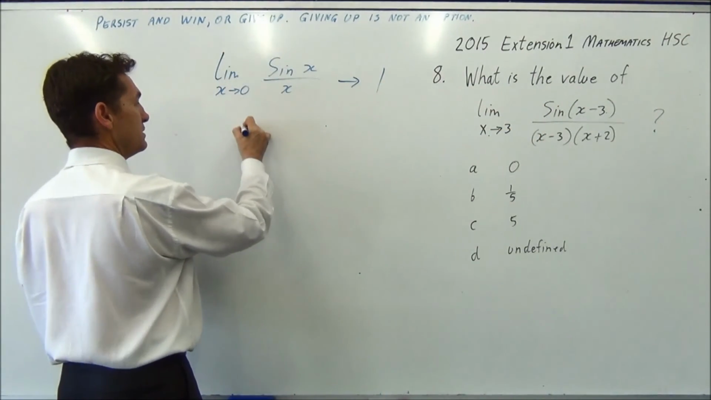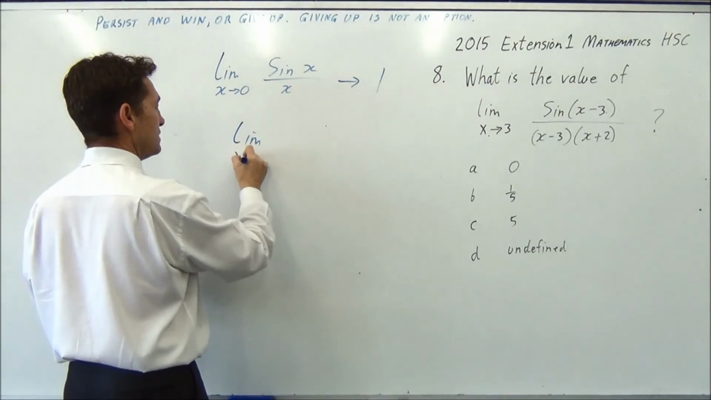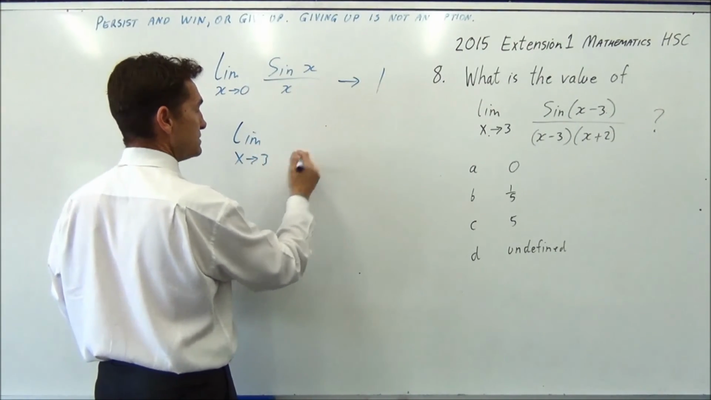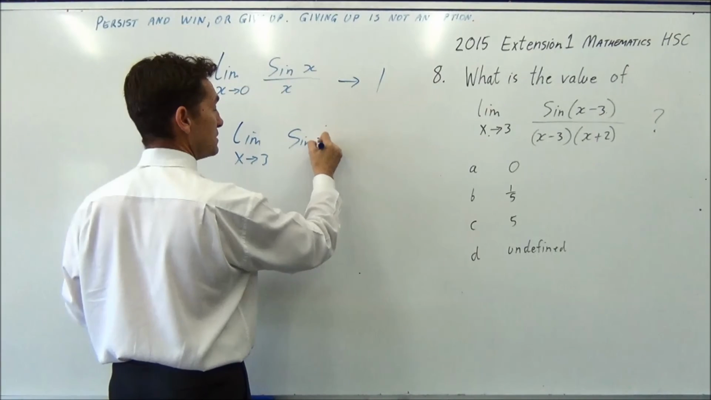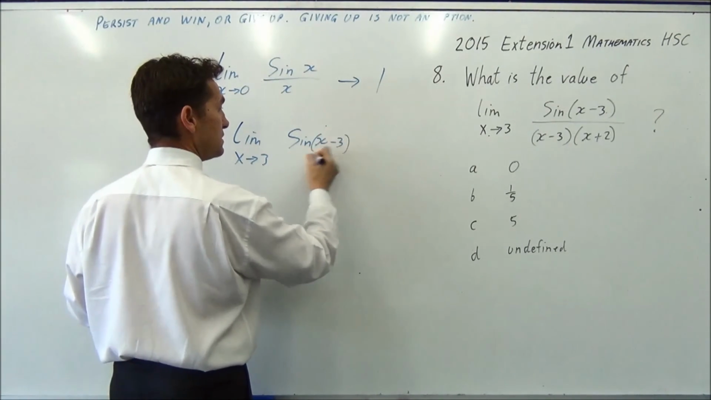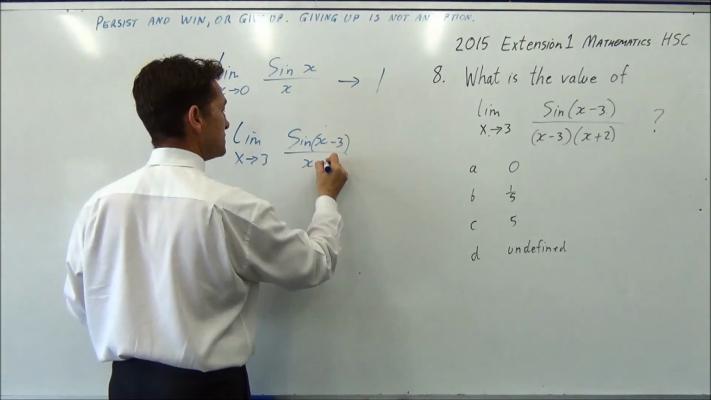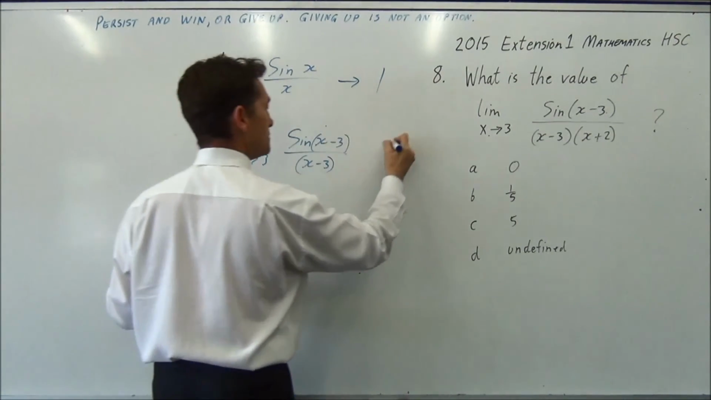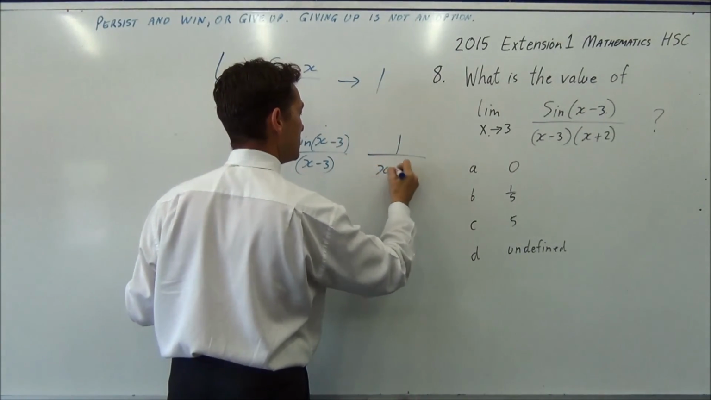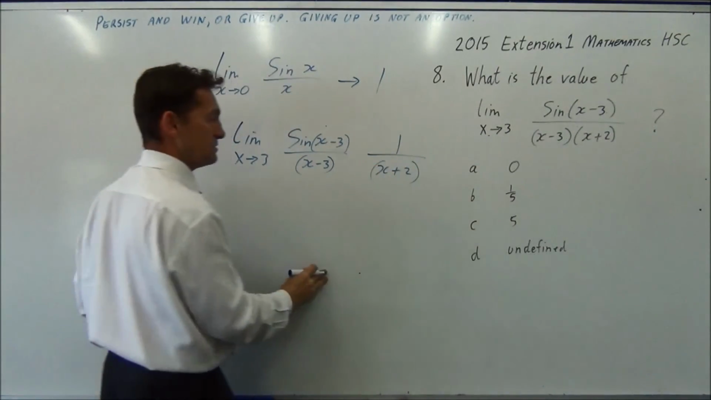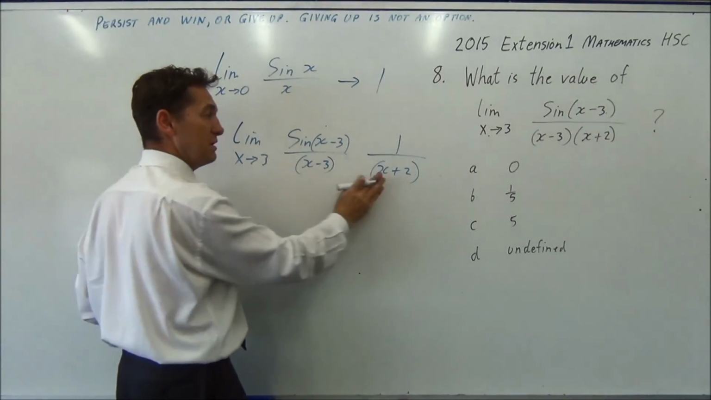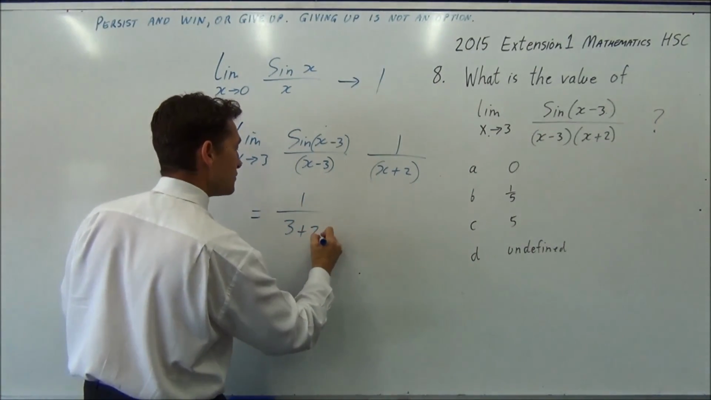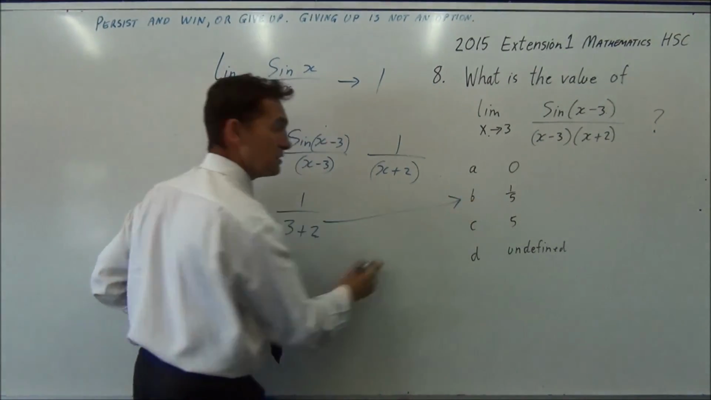So what you've really got is the limit as x approaches 3, sine over that is 1, so this bit, sine of (x minus 3) over (x minus 3), this bit here is just 1. And then you're multiplying by 1 over x plus 2. And so all you're doing is you're putting a 3 there. So you're going to equal 1 over 3 plus 2, which is a fifth.